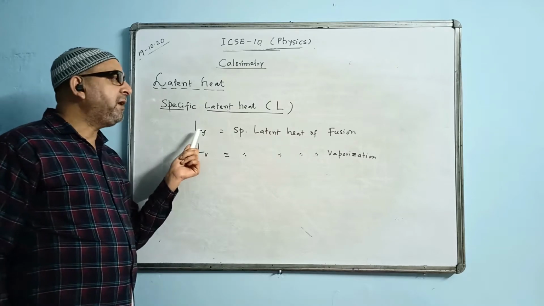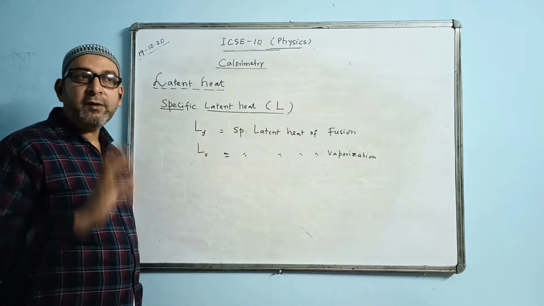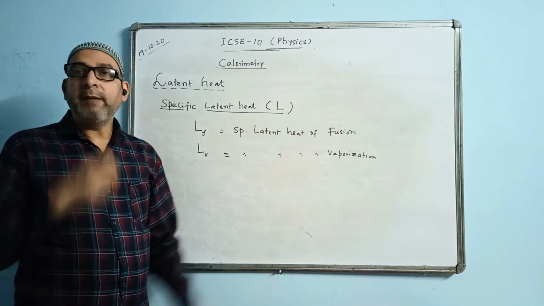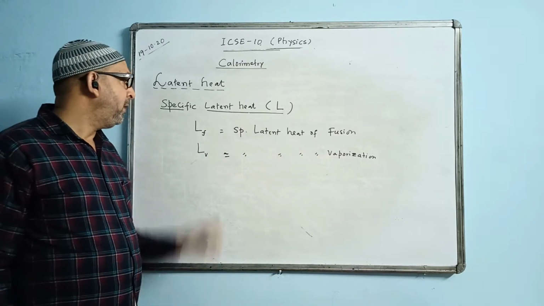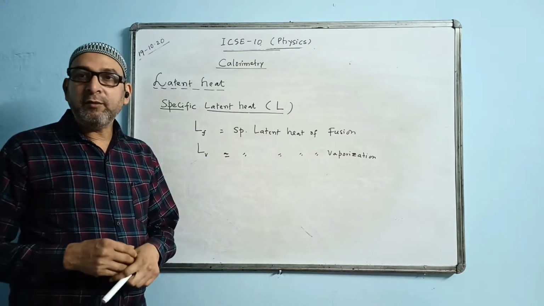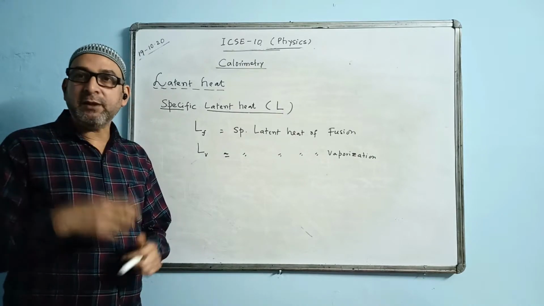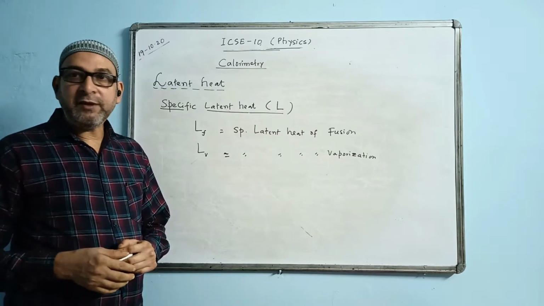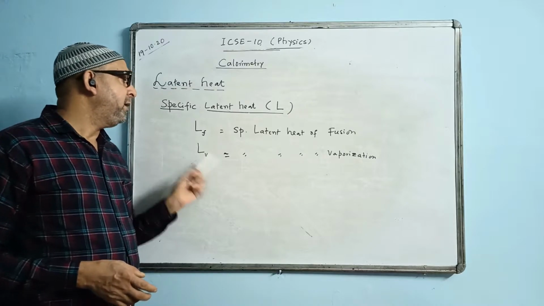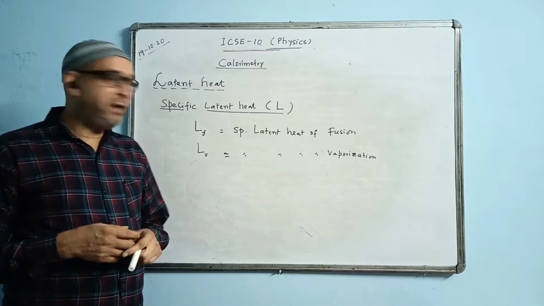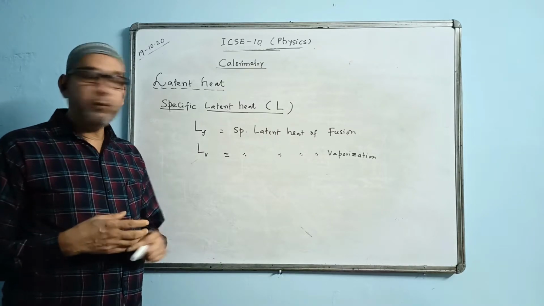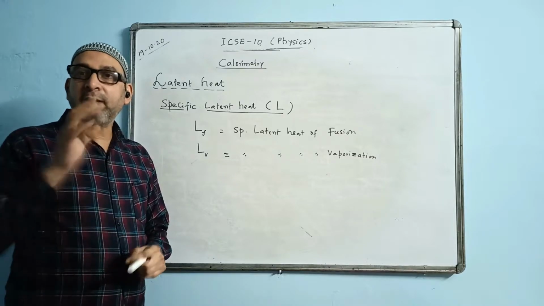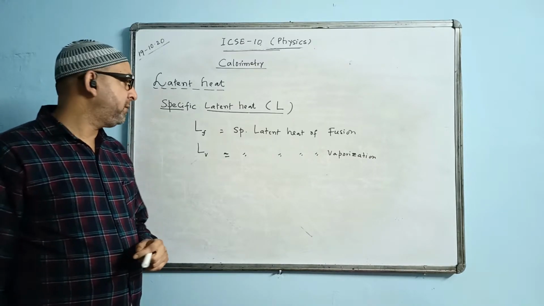How to define the specific latent heat of fusion of a solid or of a substance? Fusion means melting. We say it is the amount of heat required to change the unit mass of a substance into liquid at a fixed temperature. How to define LV? It is the amount of heat required to change unit mass of a liquid into vapor, because the word comes from vapor. Vaporization is the process of changing liquid into vapor or into gas.